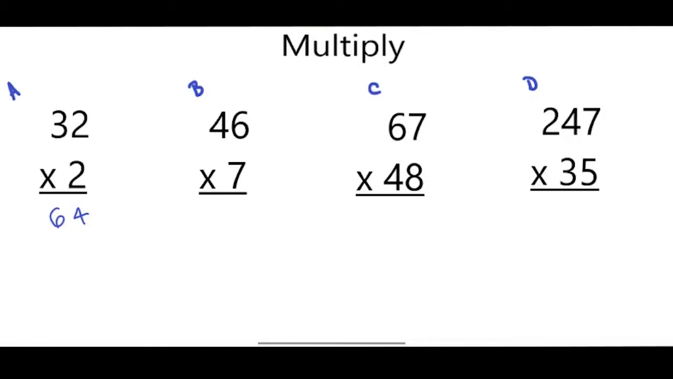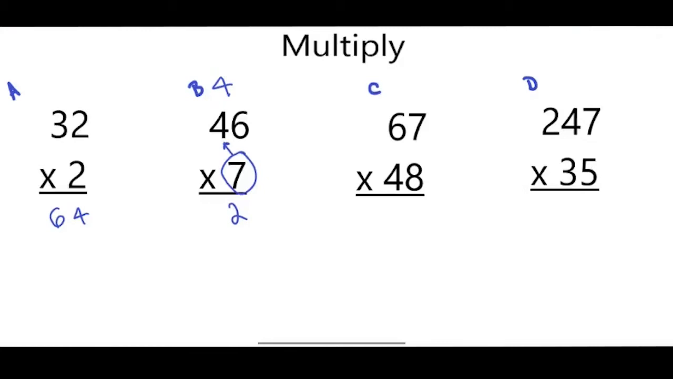Example B, I'm going to multiply the 6 times the 7. Well, 6 times 7 is 42. But that 4, I need to put it up here. All right, so now I take the 7 and I multiply it by the 4.